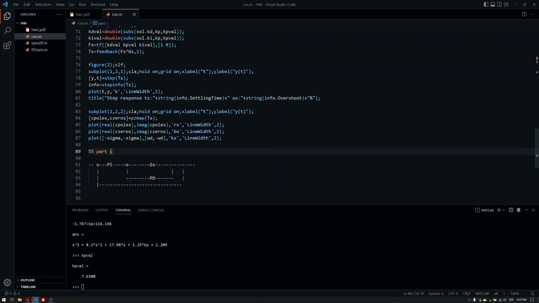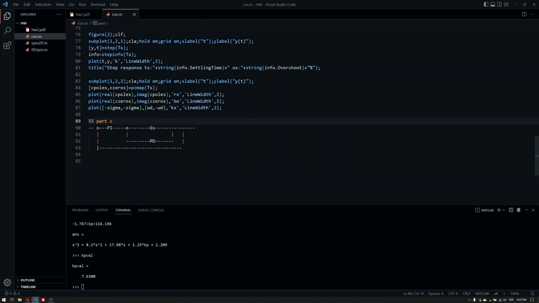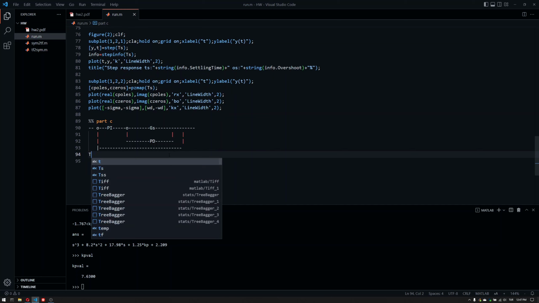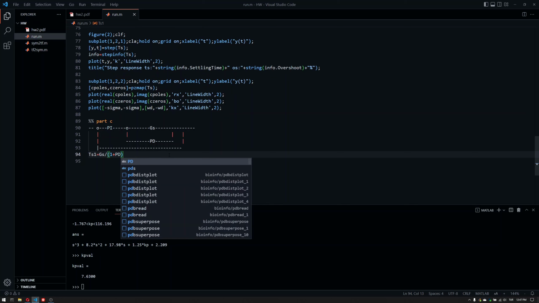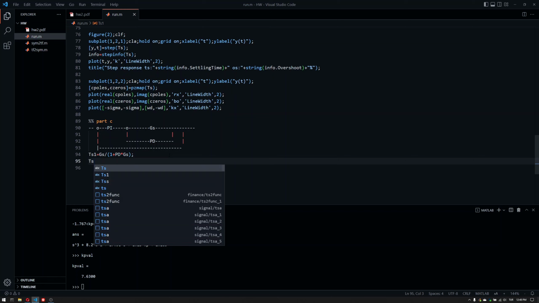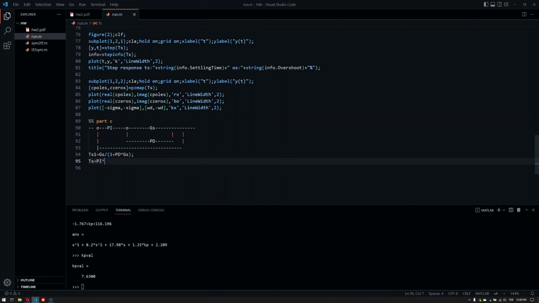Now, this is basically the structure that we're interested in, because it will give us the same PID effect, but it has its pros. Now, you can see, of course, we have negative signs here. You can see that the transfer function, let's call it TS1, would be GS divided by 1 plus PD times GS, and then we would look for the overall closed loop, which would be PI times TS1 divided by 1 plus this, basically. So you will get the closed loop here.